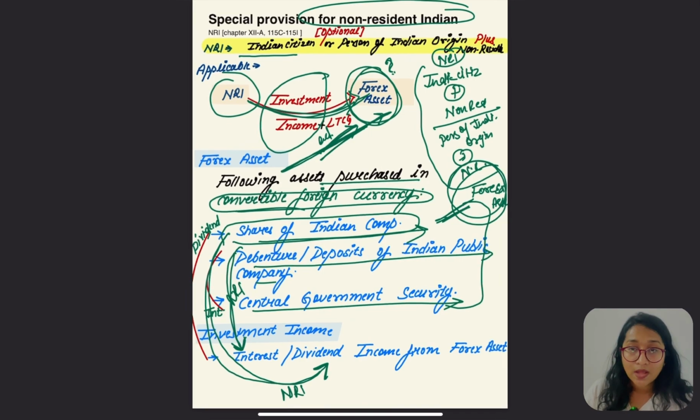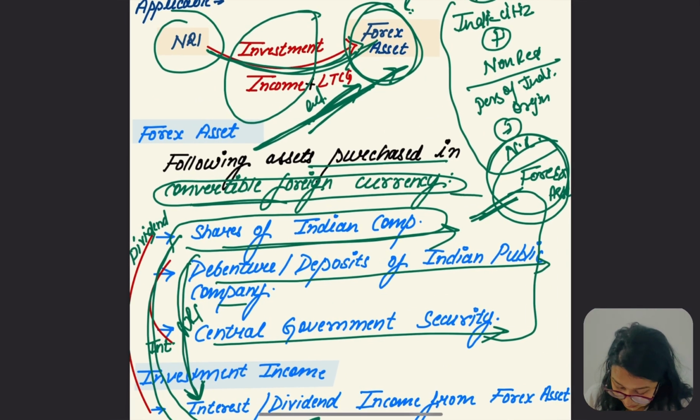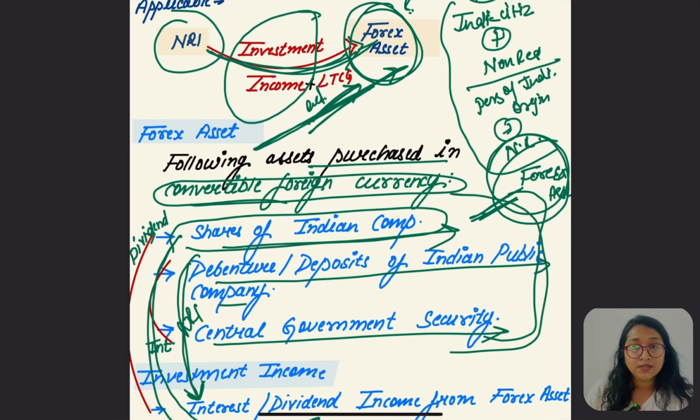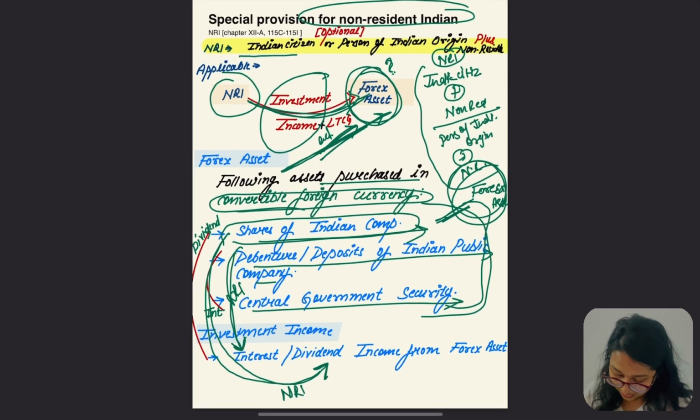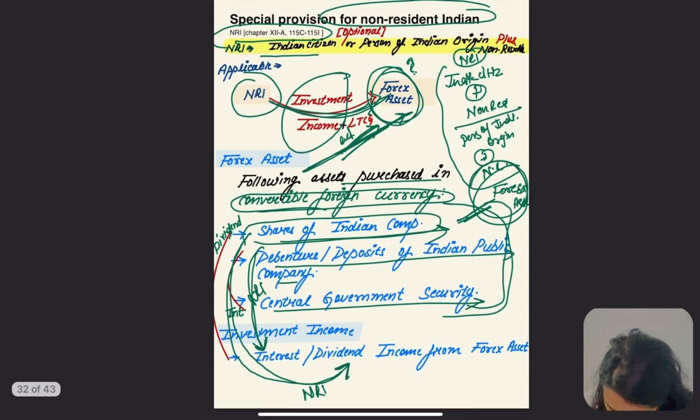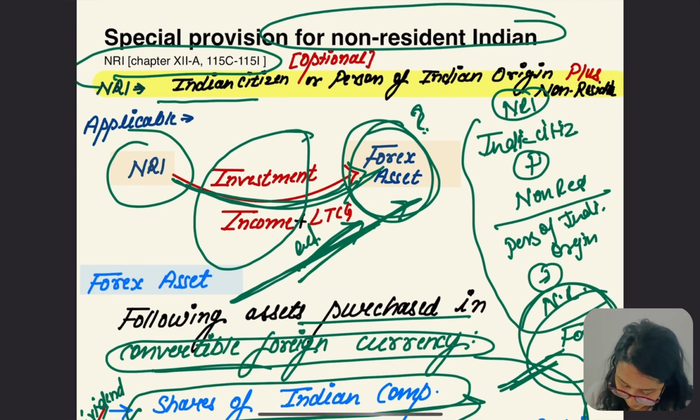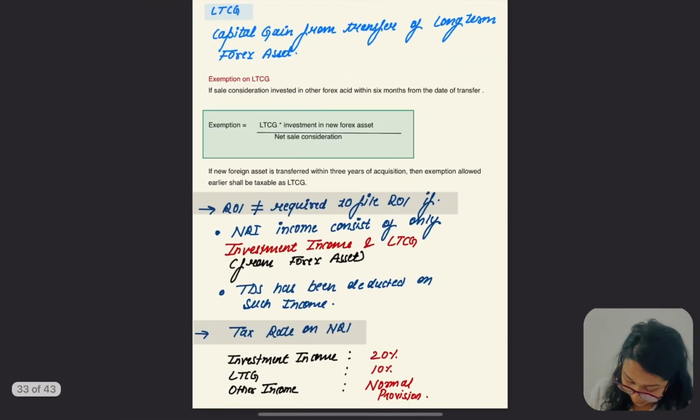So once the NRI transfers these foreign exchange assets, which are purchased in convertible foreign currency only, investment income arises in the form of interest or dividend, and long term capital gain arises. In that case only, these sections are going to be applied, which are sections 115C to 115I. Let's read now.